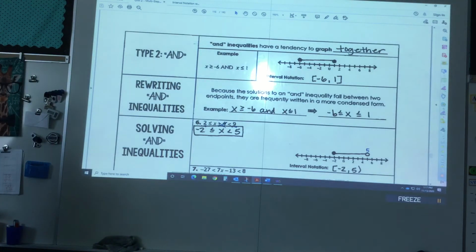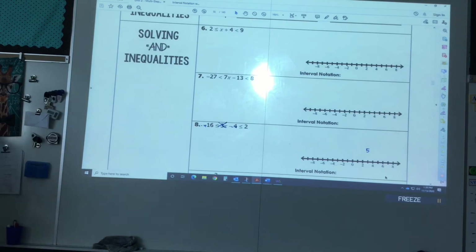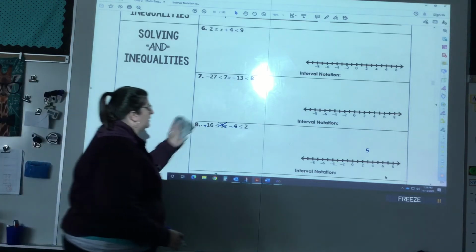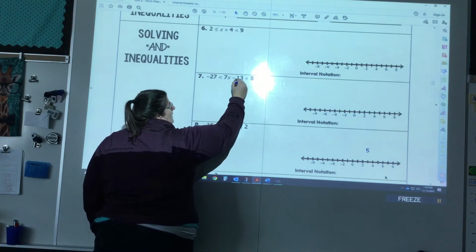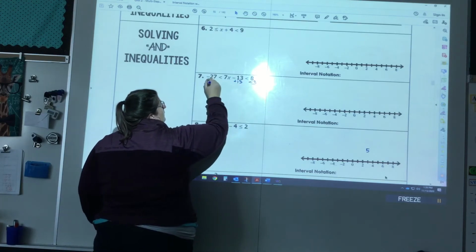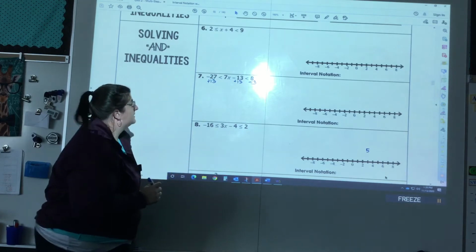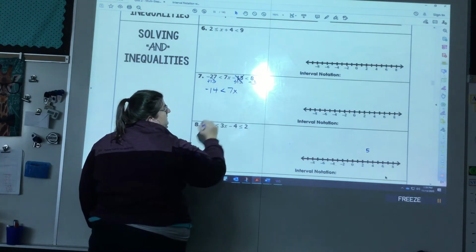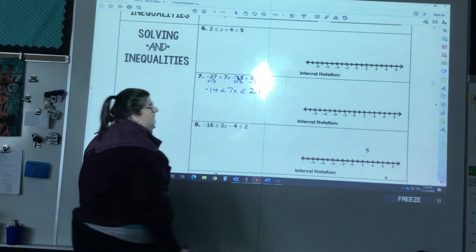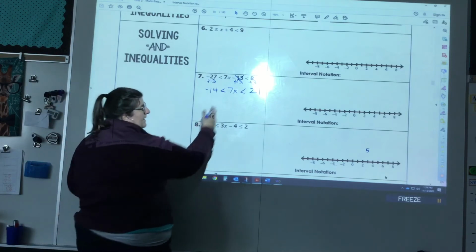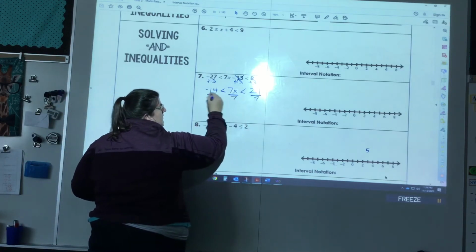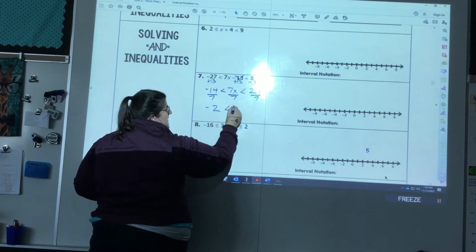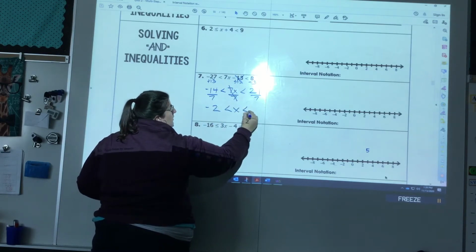So we're going to move on to number 7. Take a look at that. Again, our goal is just to get x by itself in the middle. All right. So looking at this, I'm going to add 13 to all three sides. I'm going to have -14 is less than 7x because this cancels out, less than 21. One more step. This is multiplication. To undo that, I'm going to divide by 7. So I've got -2 is less than x because that cancels out, which is less than 3.